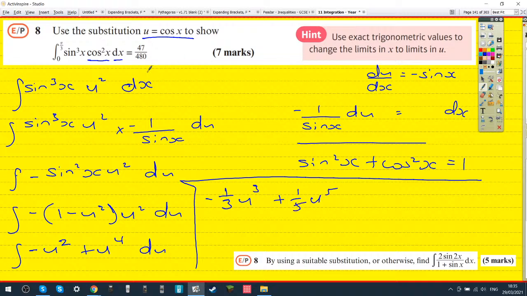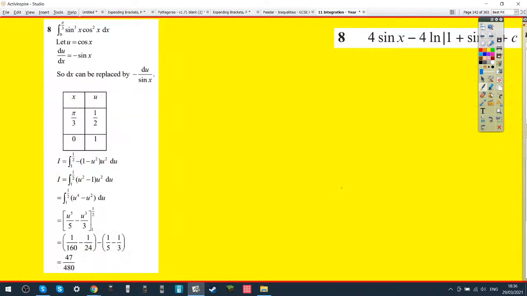And then I need to sub in just pi over 3 and 0 for u. Oh no, we now need to do, so we've got u equals cos x. Do I need to do cos of both pi over 3 and 0 to get the two values I need to be subbing in? Yes. So I think this one is 1, and then the other one, whatever that is. Yeah, and you would sub those in and get 47 over 480.